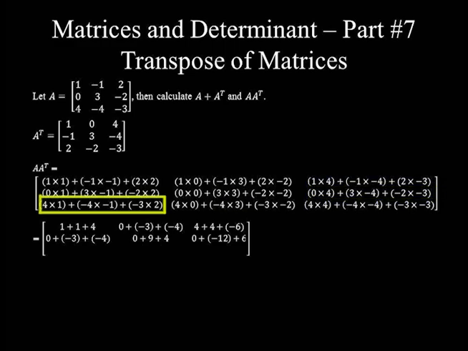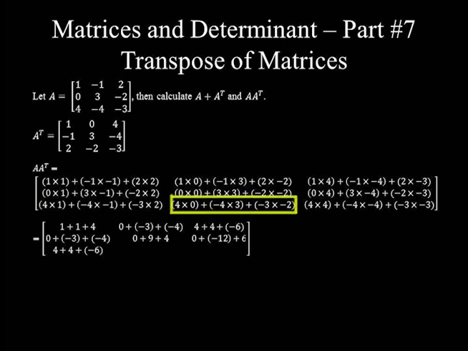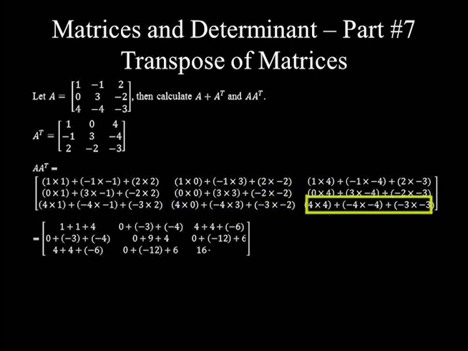4 times 1 equals 4, plus -4 times -1 equals +4, plus -3 times 2 equals -6. 4 times 0 equals 0, plus -4 times 3 equals -12, plus -3 times -2 equals 6. 4 times 4 equals 16, plus -4 times -4 equals 16 again, plus -3 times -3 equals +9. 1 plus 1 equals 2.